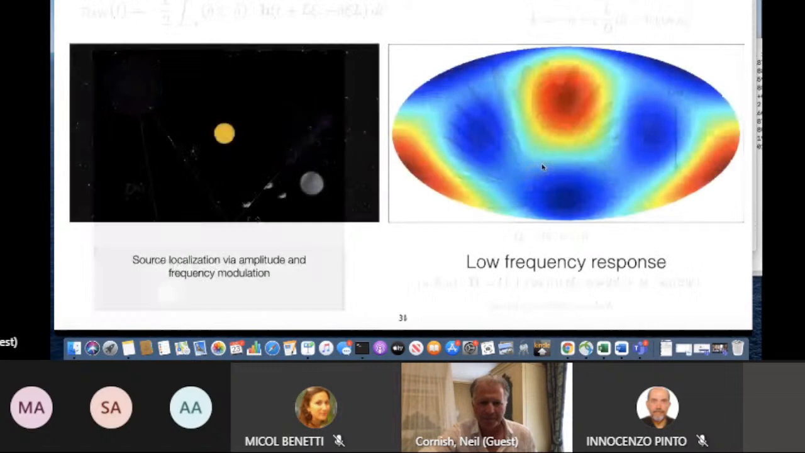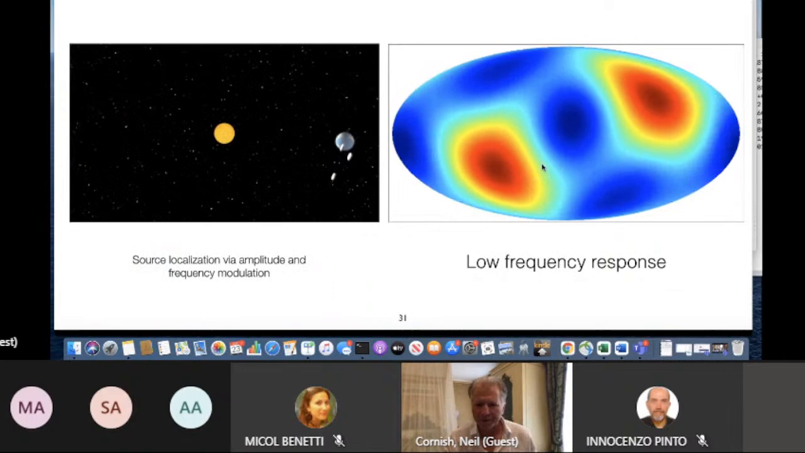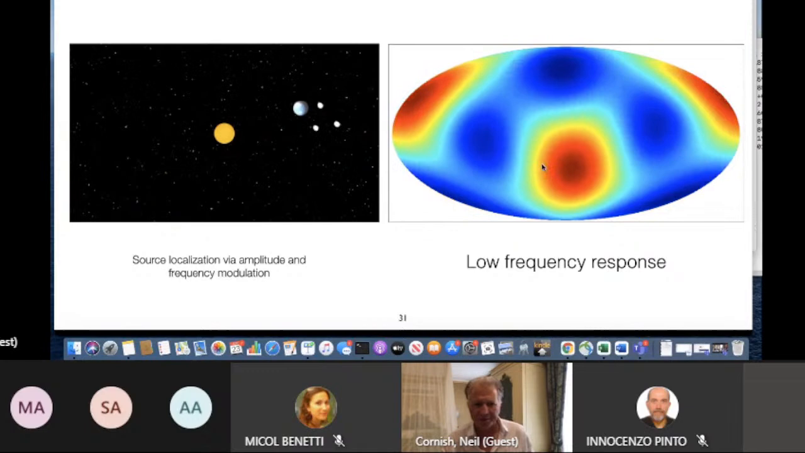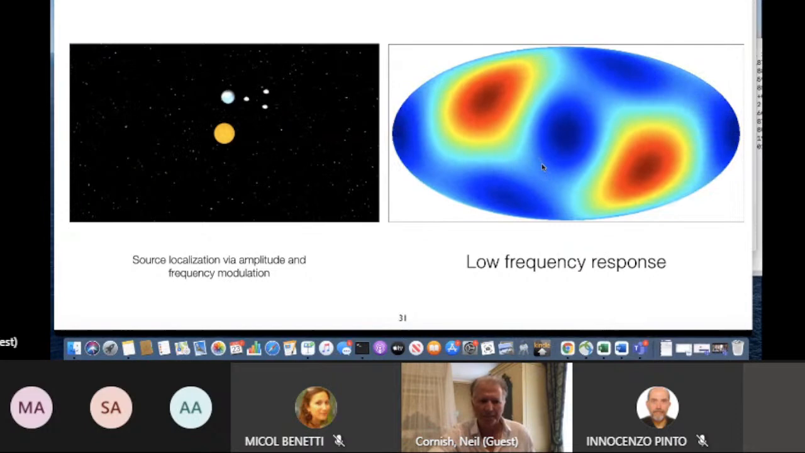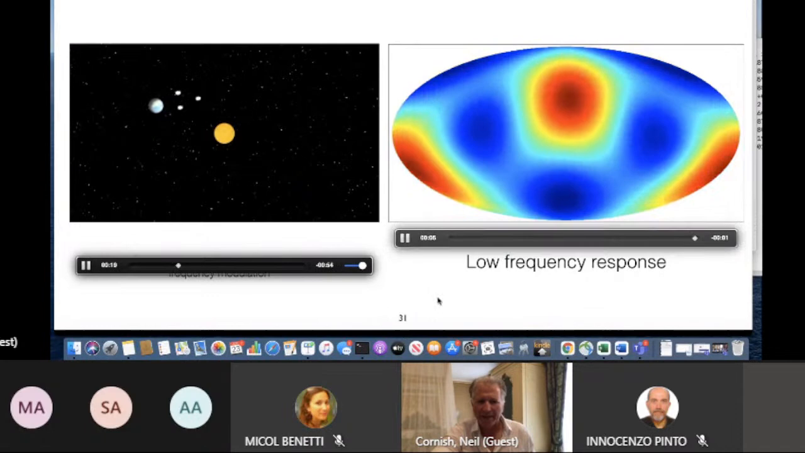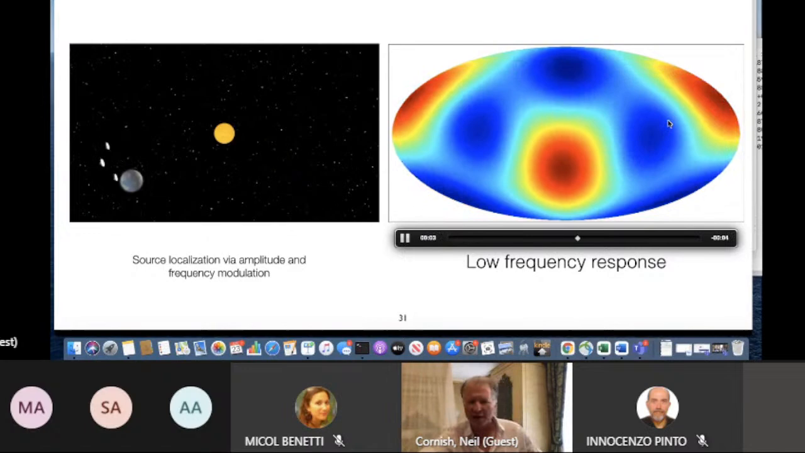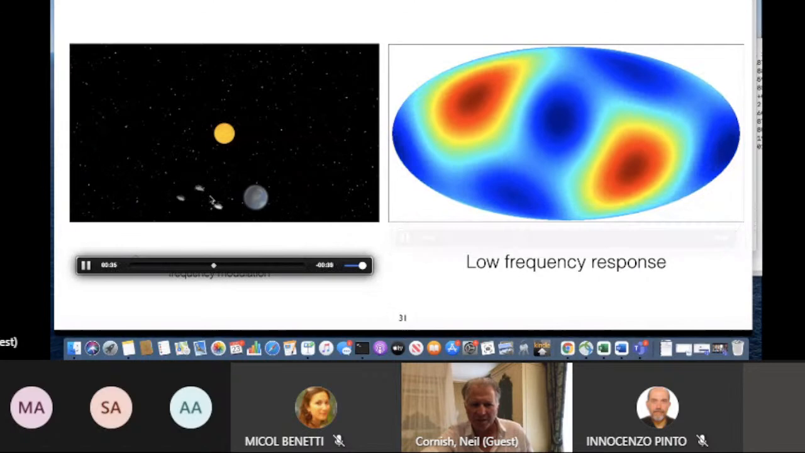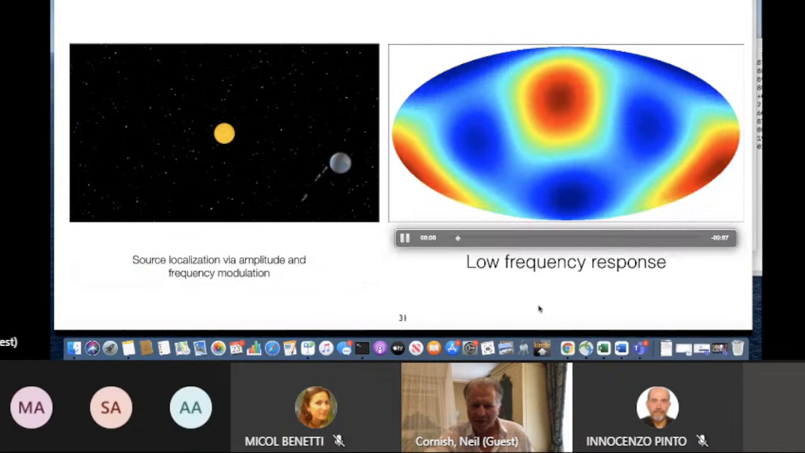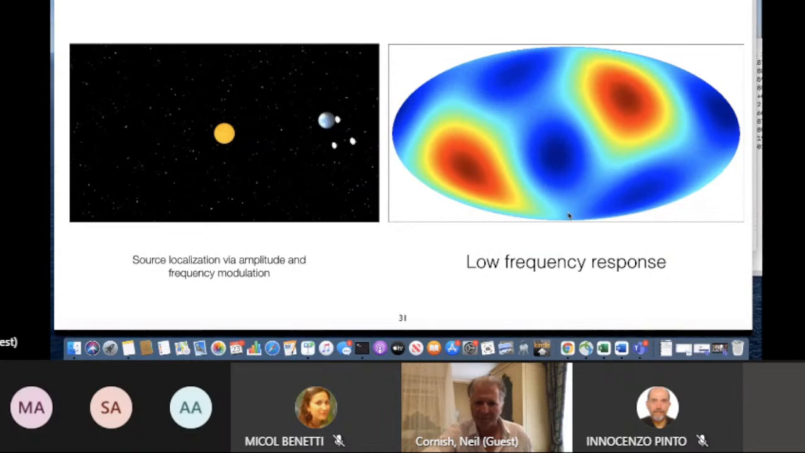Similar for LISA. This is what the LISA antenna response looks like at low frequency, say down around a tenth of a millihertz or so, or even 1 millihertz. There the wavelengths are quite a bit longer than the arm lengths, and it's the same sort of antenna pattern we saw for the ground-based detectors, but as LISA moves across the sky, it sweeps the antenna pattern around. The movie on the left showing the LISA orbital pattern and the movie on the right are not running at quite the same rate. I haven't figured out how to synchronize those, but you can see the response roll across the sky.